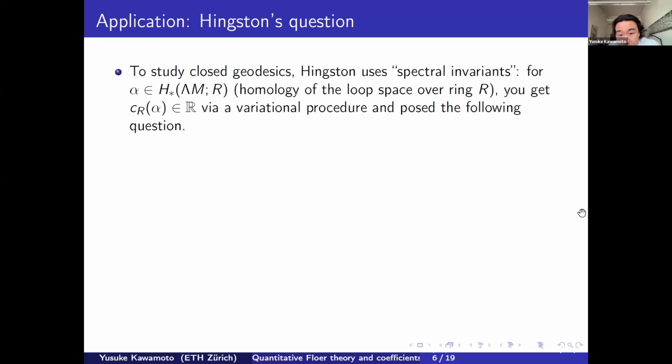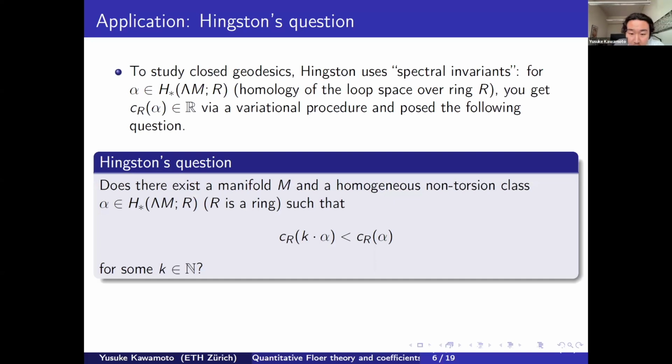Nancy Hingston uses some sort of spectral invariant to study closed geodesics, which is a real number. So she associates a real number to a class of homology of the loop space. And she posed the following question: can it be that the spectral invariant for a class alpha is strictly bigger than the spectral invariant for some integer times this class?